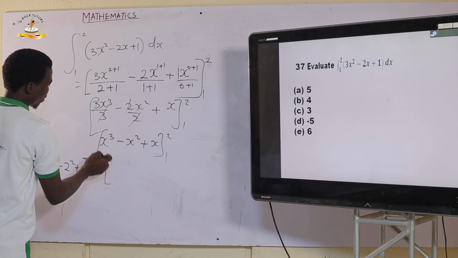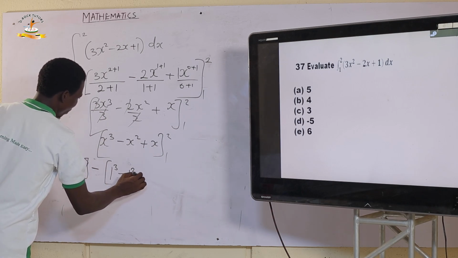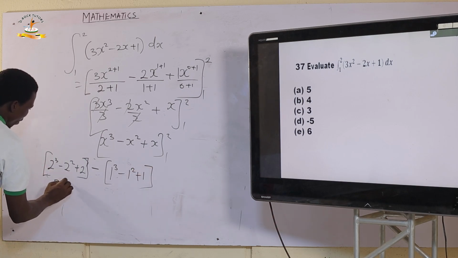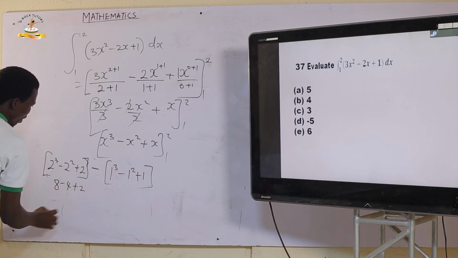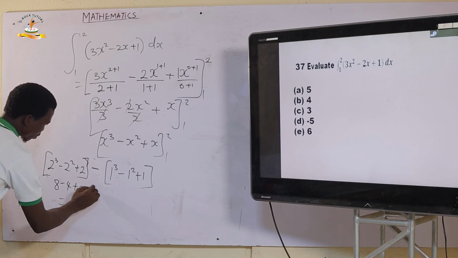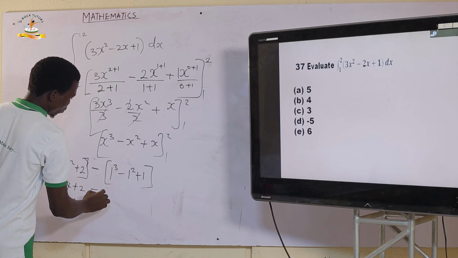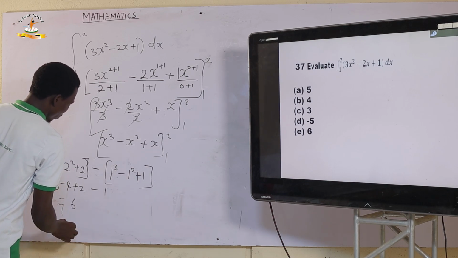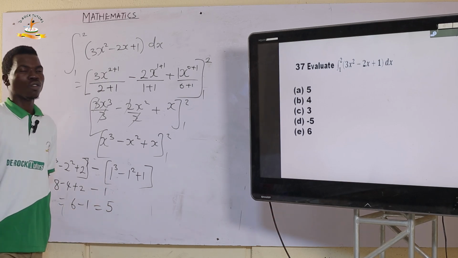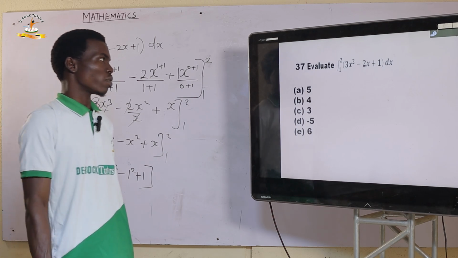So when it is 1, I put it here. It becomes 1 raised to power 3 minus what? 1 squared plus 1. And let's see how that works. This is going to be 8 minus 4 plus 2. And this is going to be what? 6, equals 6 minus, this is going to be 1 minus 1 plus 1, and this is going to be what? Minus 1. So this is going to be 6 minus 1, and the answer is what? Is 5. So the correct option here is what? Is option A. Next question.